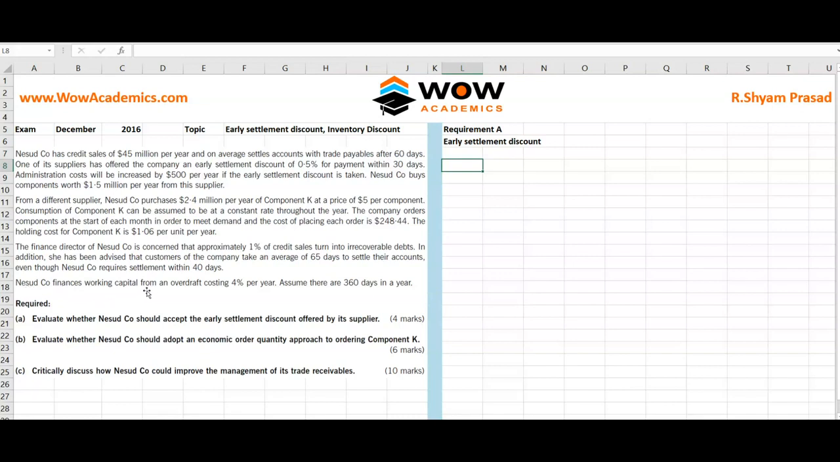Enco finances working capital from an overdraft costing 4%. So overdraft is used. So that is 4%. And there are 360 days in a year. So that is an assumption. So first we will find out whether the ESD offered by the supplier has to be accepted or not.